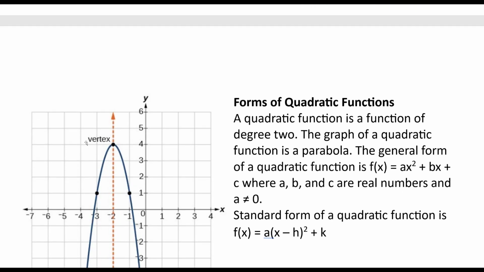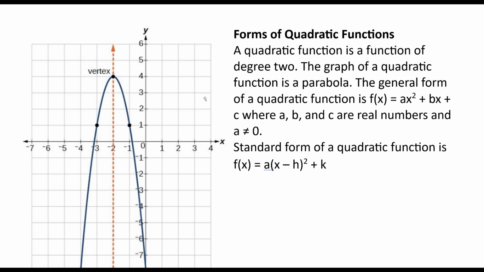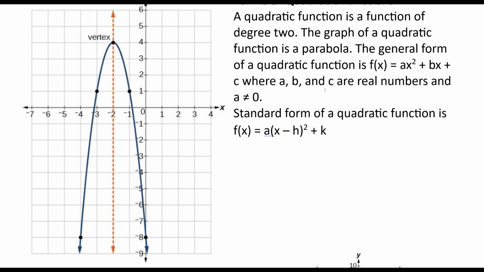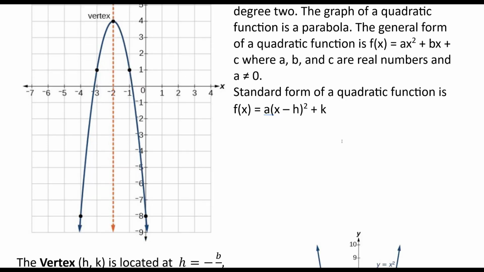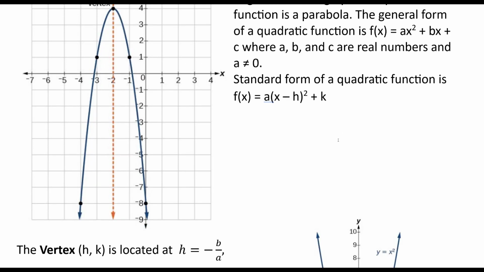Okay. So forms of a quadratic function. Here's another version of one. There's the axis of symmetry. It opens down, so the vertex is up here. A quadratic function is a function of degree 2. The graph of the quadratic function is a parabola. The general form of the quadratic function is f of x equals ax squared plus bx plus c, where a, b, and c are real numbers, and a is not 0. And this is the standard form, which just restates what we already had stated.